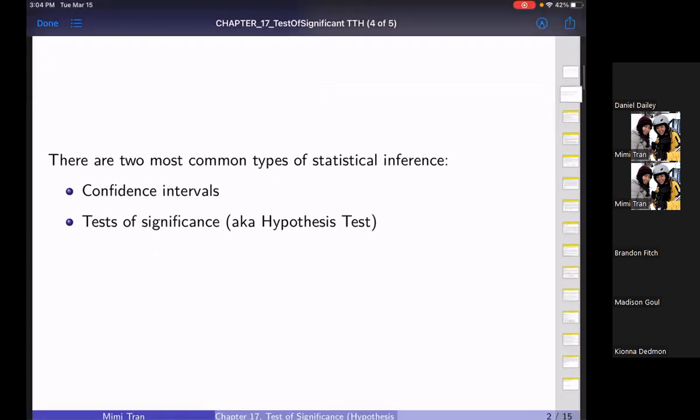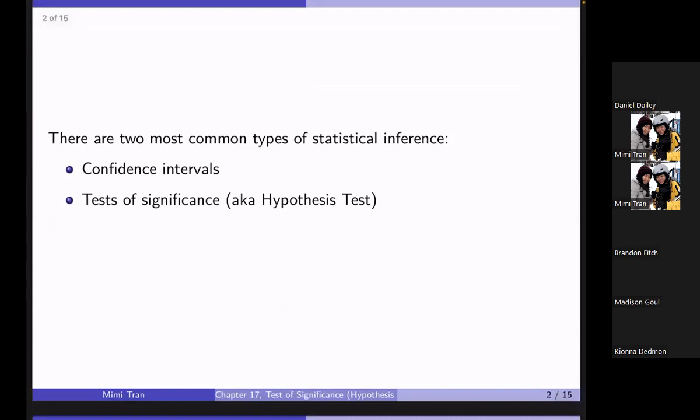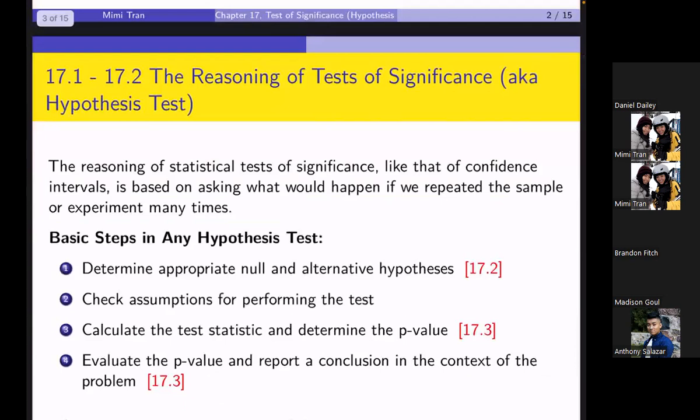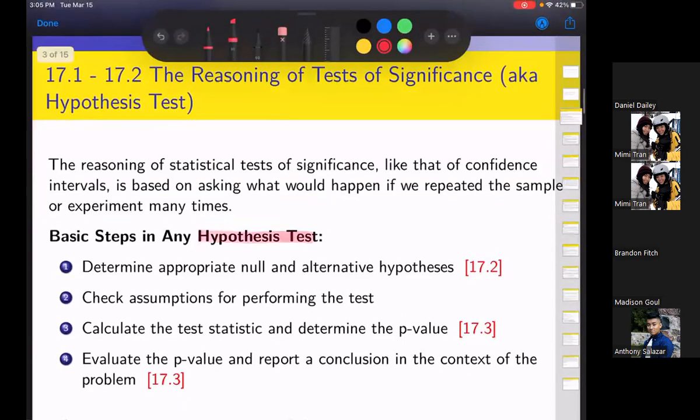So last time we did cover confidence intervals. This time we're gonna do hypothesis tests. Okay, so here are the steps of a hypothesis test. In this class, I believe you guys have at least two types of hypothesis tests. One population mean and one population proportion.